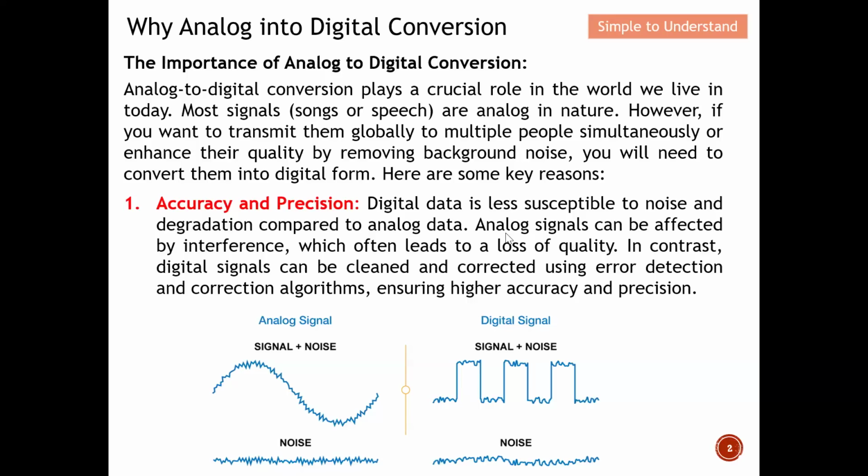So this is what I mean here. The analog signal can be affected by interference, which often leads to a loss of quality. However, digital signals can be cleaned and corrected using error detection and correction algorithms that ensure their high accuracy and also precision. So this is the first reason why we need to move from analog to digital.